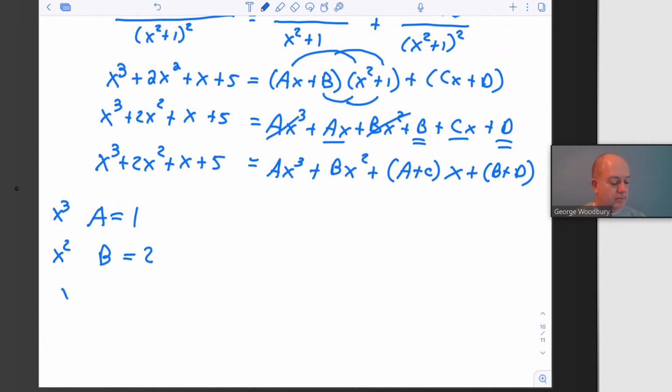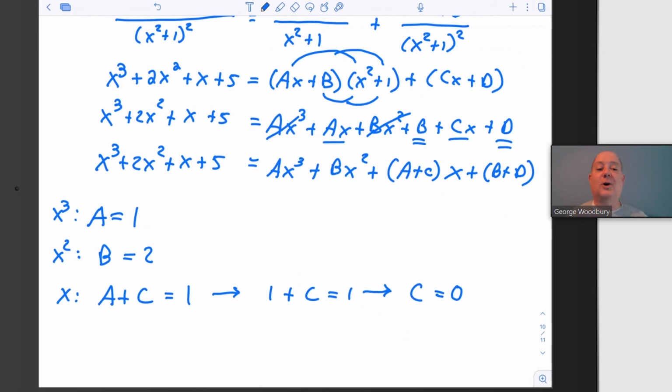For the x term, the coefficient on the right is a plus c. That's equal to the coefficient on the left, 1. I already know that a is equal to 1. So if I substitute that in for a, I get 1 plus c equals 1. Subtract 1 from both sides, c equals 0. That's 3. 1 to go.